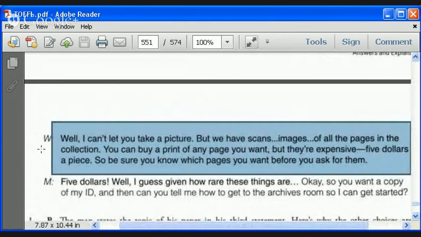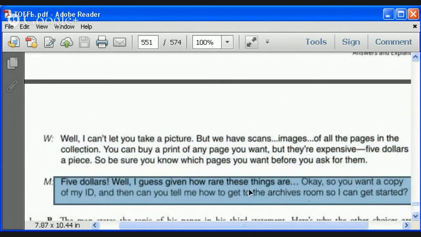Well, I can't let you take a picture, but we have scans, images of all the pages in the collection. You can buy a print of any page you want, but they're expensive, $5 a piece. So be sure to know which pages you want before you ask for them. Okay, again, pictures, line through it, or no picture, I might write in my notes. And then I might write scans equal $5. Okay, and then the finish, $5. Well, I guess, given how rare these things are.